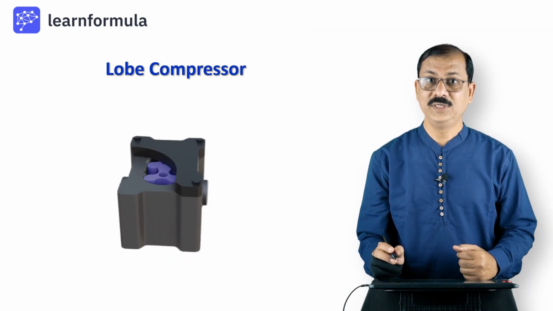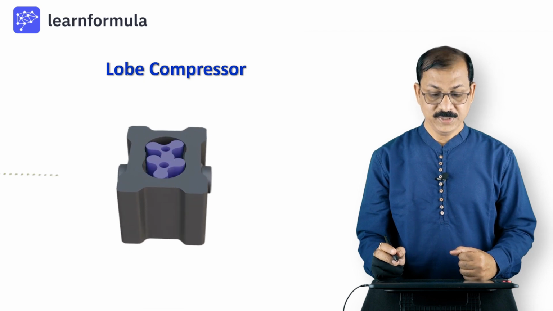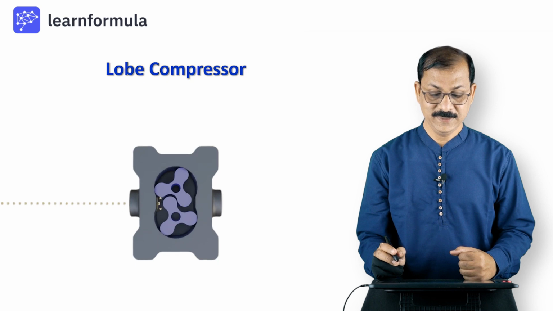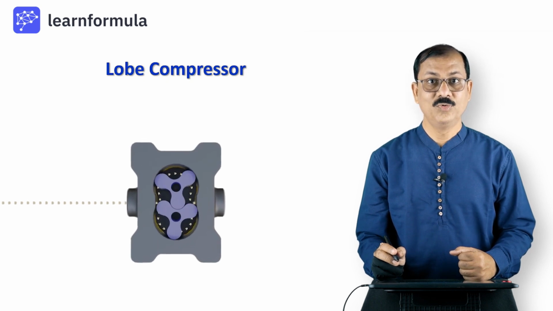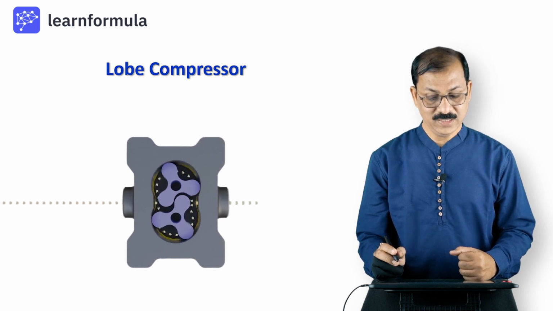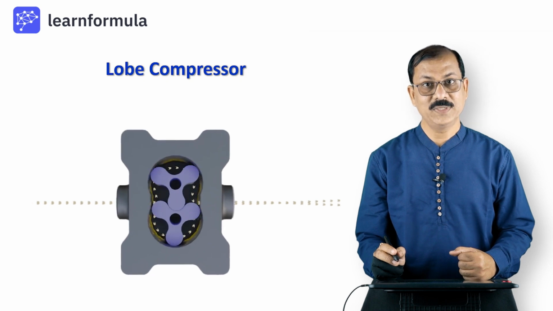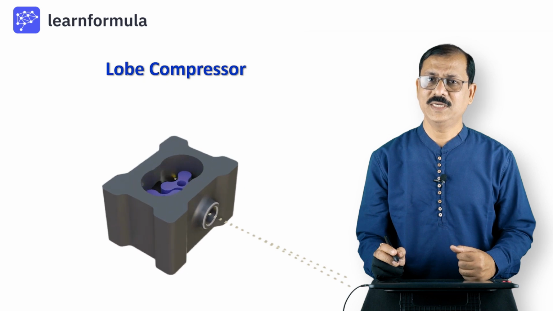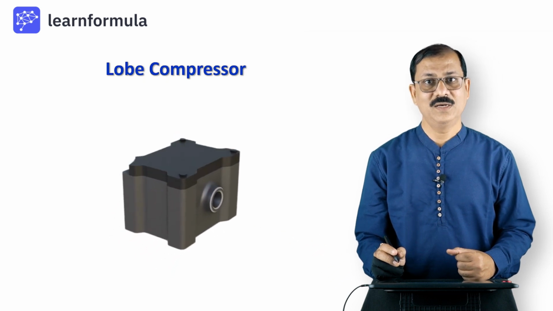This is a 3-lobe type of compressor in which the air is taken in from the left hand side. The arrows are indicating the movement of air. The air is getting trapped and then displaced on the right hand side. This is how the air is getting displaced and at the same time compressed by using a lobe compressor.